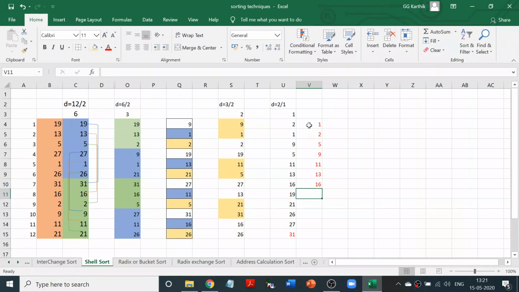16 here, 16 and 19, 19 here, 21, 21 here, 21 and 26, 26 here, 26 and 27, 27 here, 27 and 31, 31 here, right? So this seems to be easier. If you are familiar with interchange sort, you can also finish it with interchange sort, divided by 3, divided by 2. You can take it as 1, do an interchange sort and finish. Or else, if you wanted to complete it with the same technique we used, you can consider it as 2 and then say 2 by 1, again considering 1 as 1.